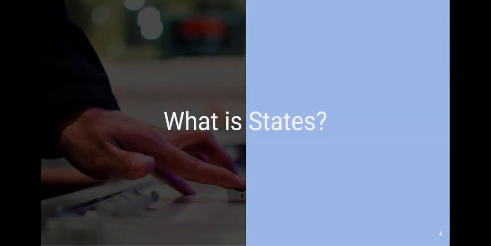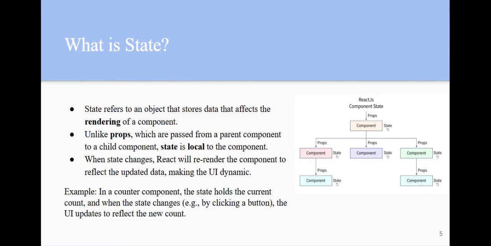What is state? State in React refers to data that can change over time and influence how components render. Unlike props, which are passed down from parent to child components, state is local and mutable. States hold data that can change over time, and this data directly impacts the component's rendering. For example, in a counter component, the count is stored in state and the UI updates whenever the state changes.